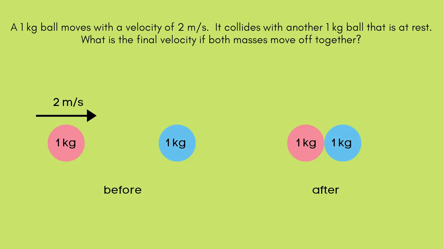Here's another question. A 1 kilogram ball moves with a velocity of 2 meters per second. It collides with another 1 kilogram ball that is at rest. What is the final velocity if both masses move off together? Hey, you can pause this video and try it for yourself.